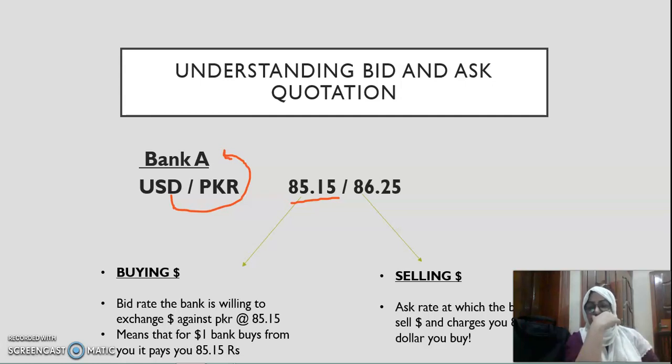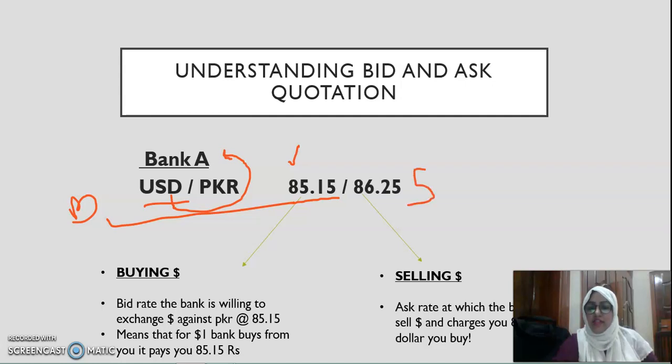Or in other terms, we will say for the US dollar, the bank becomes a buyer. When the bank is a buyer, it will pay you 85.15 for every $1. And in the other scenario, when the bank is selling the dollar, here the bank is buyer and here the bank is seller.